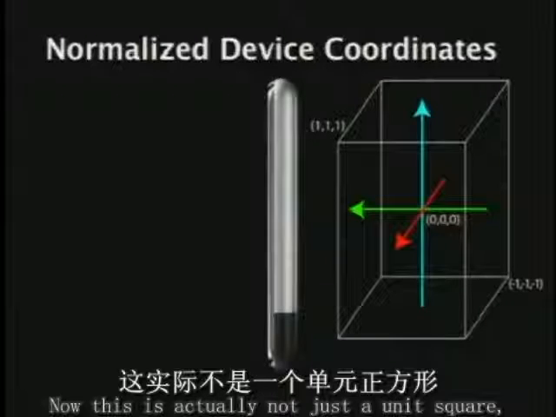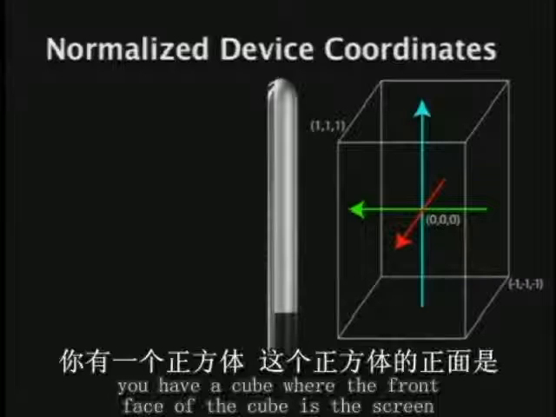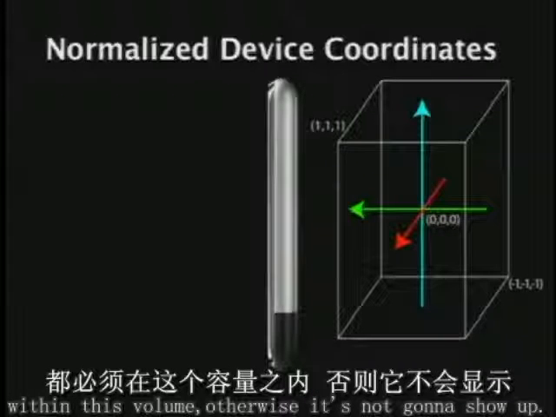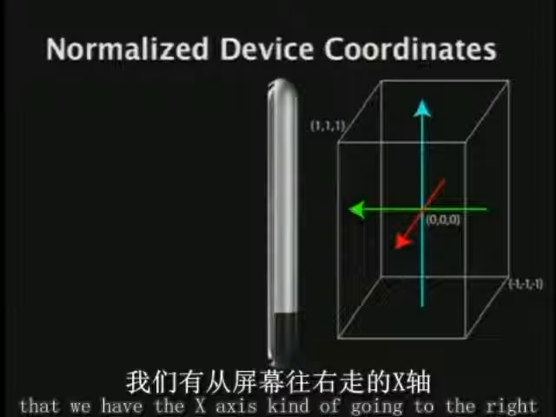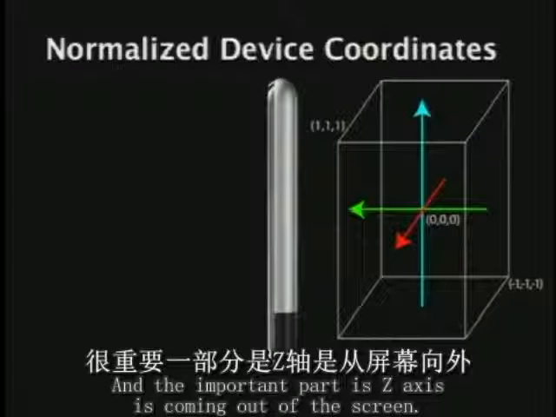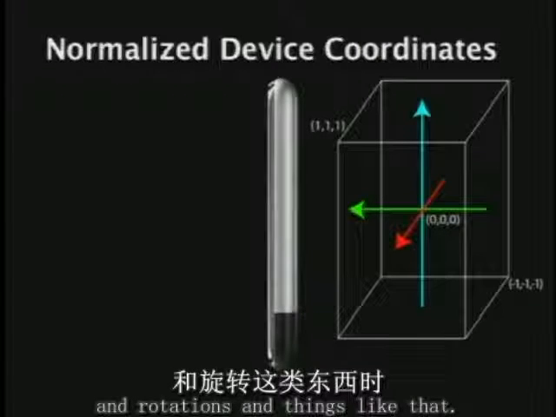Now, this is actually not just a unit square. It's actually a unit cube. So if you can kind of imagine that you have a cube where the front face of the cube is the screen of the phone, anything that's drawn has to be within this volume. Otherwise, it's not going to show up. An important thing to notice here is that we have the x-axis kind of going to the right on the screen, the y-axis going up, and the important part is the z-axis is coming out of the screen. And that matters when you start defining transformations and rotations and things like that.